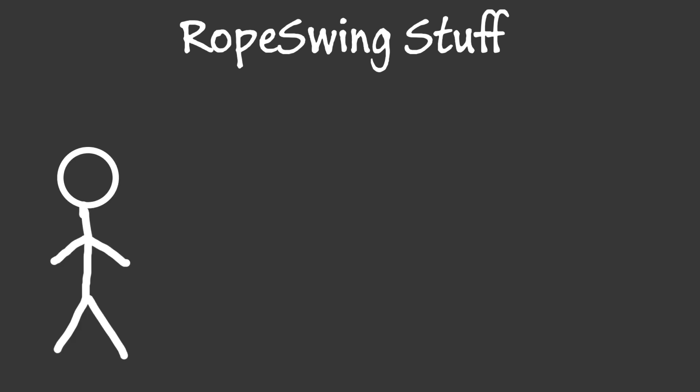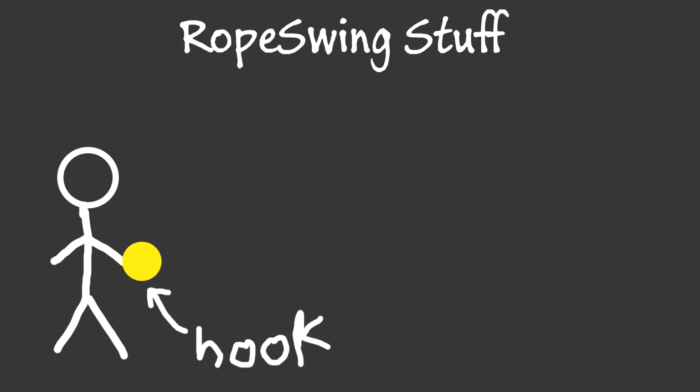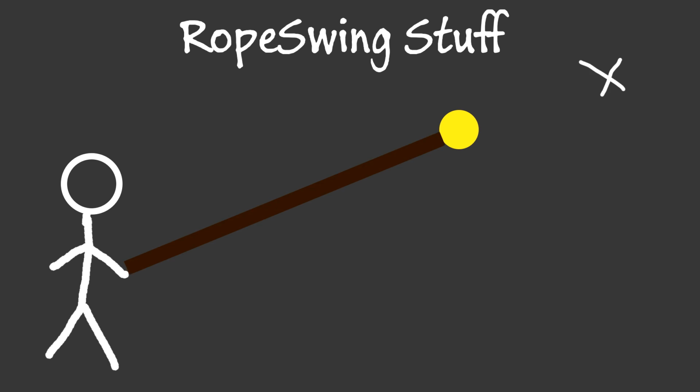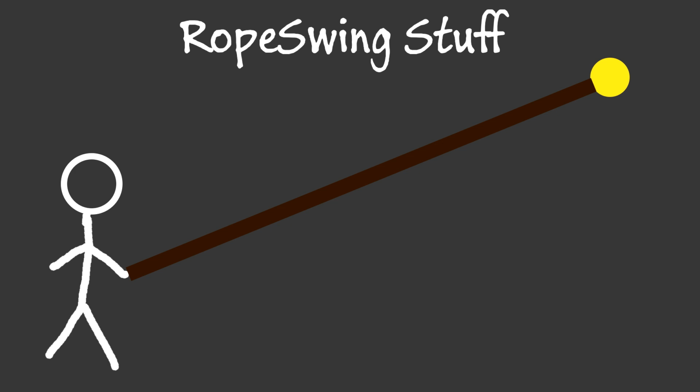So we've got our player, and our player has a hook, and then the player throws the hook. Basically, we click in a place and the hook goes until it reaches that place. And of course the hook has to have a rope attached to it. Like I said, it has to reach that point, and it travels until it gets to that point.